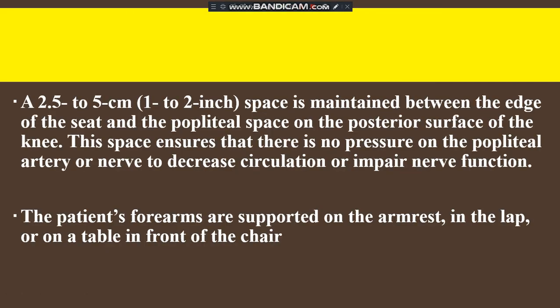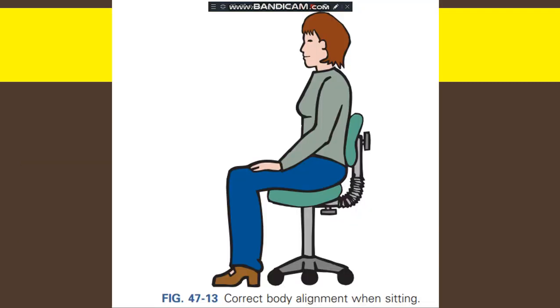The patient's forearms are supported on the armrest, in the lap, or on a table in front of the chair. In this picture, we can see the arms are kept comfortably on the lap of the patient. Sometimes we can use a cardiac table. I hope you may have seen the cardiac table in our foundation lab as well as in the classes on comfort devices. That can also be used by the patient for sitting comfortably in the chair.